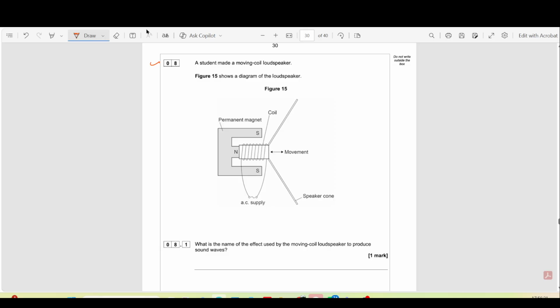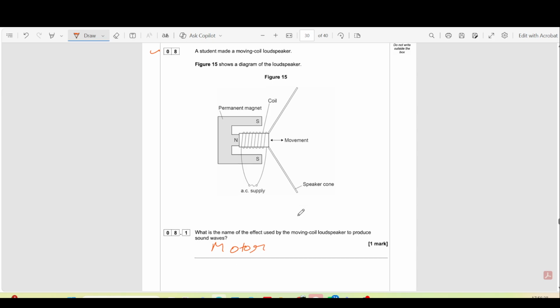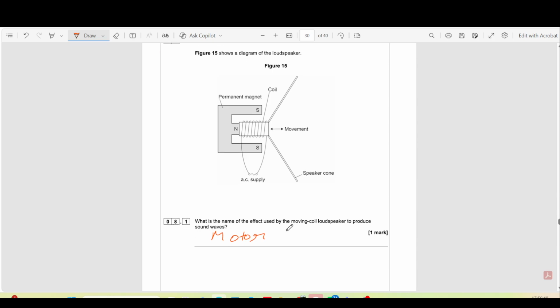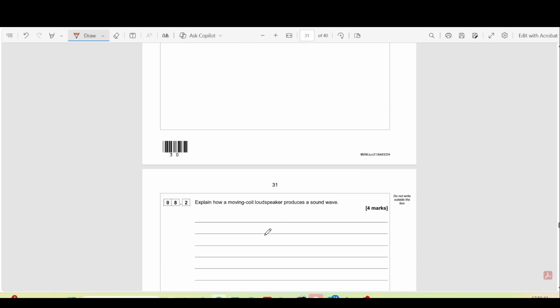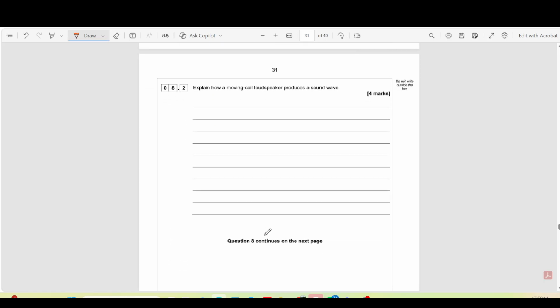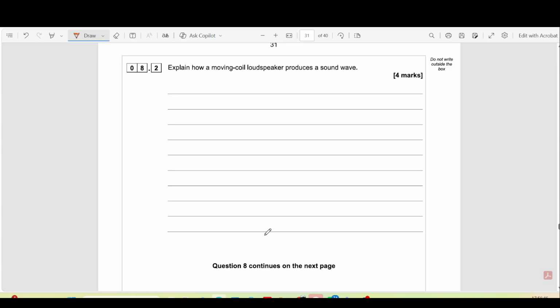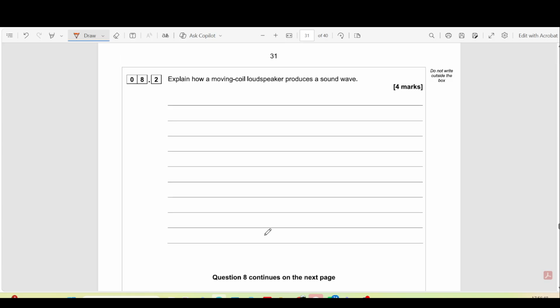Next. It is a moving coil loudspeaker. What is the name of the effect? It is called the motor effect. Explain how a moving coil loudspeaker produces a sound wave.